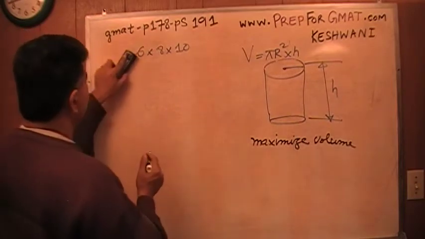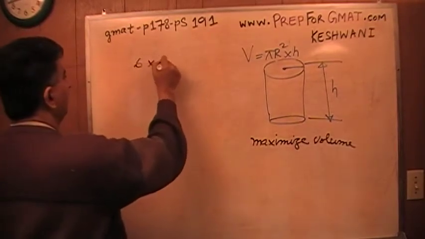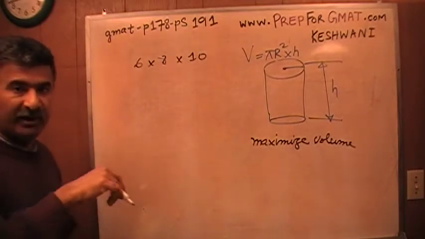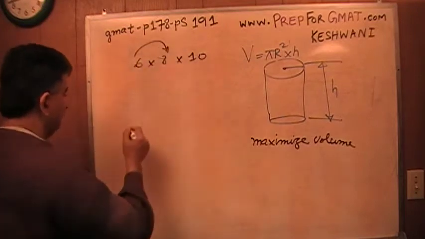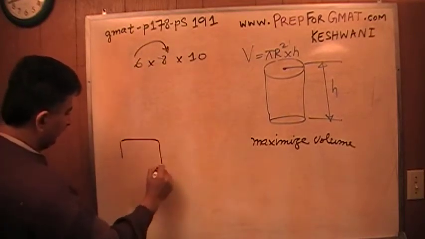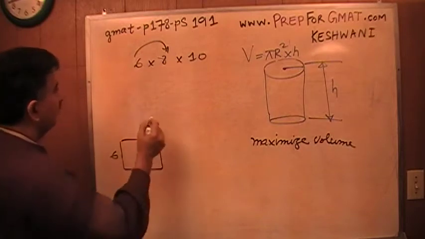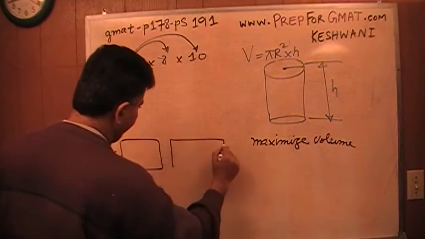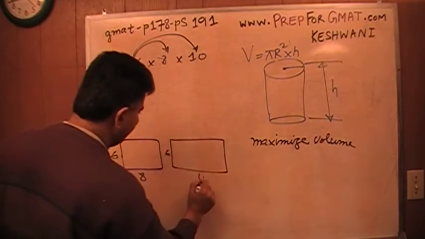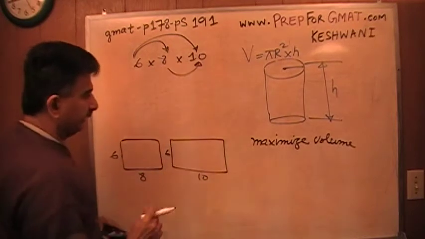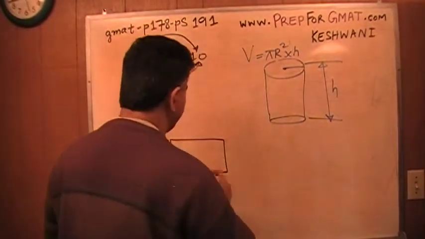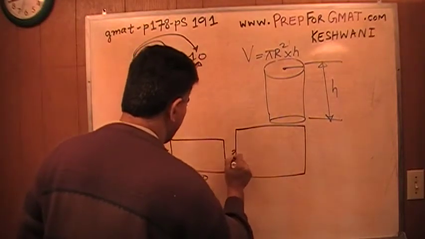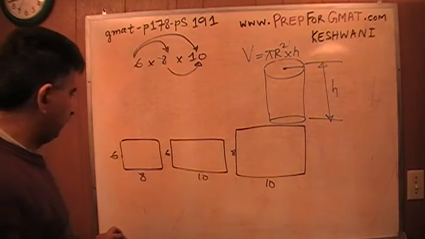Since the volume is, let me rewrite it a little bit lower, 6 by 8 by 10, volume of a box is this. There are only three possibilities for the base of that box. The base can be 6 by 8. Let me draw the base, which I'm going to show you here like this. 6 by 8, or it could be 6 by 10, or it could be 8 by 10. Let me draw it here, 8 by 10.